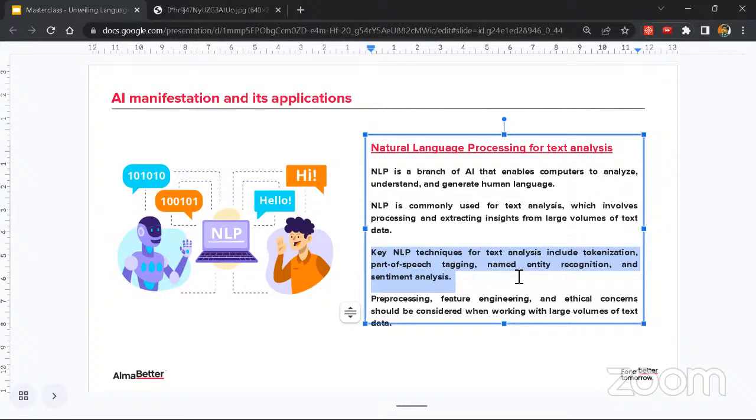We have something called NER, and I'm going to show you a small demo of that as well. And finally, sentiment analysis. These are some use cases that we have with respect to basic NLP.